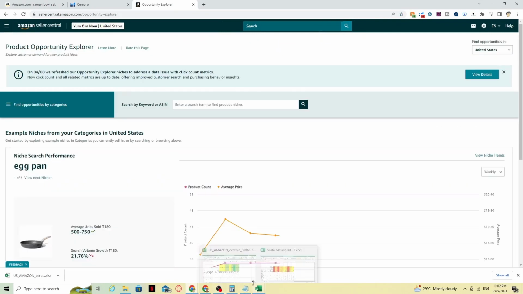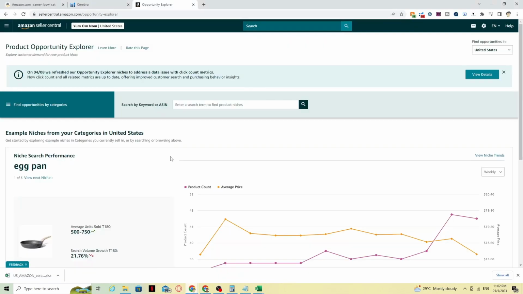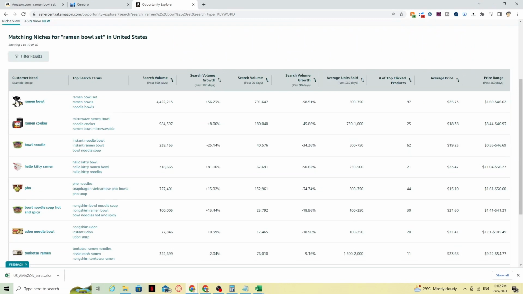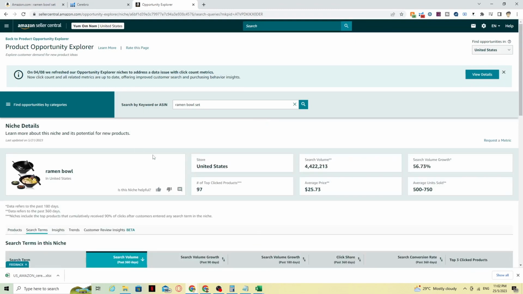Okay, so our product is this ramen bowl set. Let's see visually what comes up. Ramen bowl set. Okay, there you go, ramen bowl. This is exactly our product in the picture itself. So maybe I can click on ramen bowl set, hopefully it's a more filtered version.